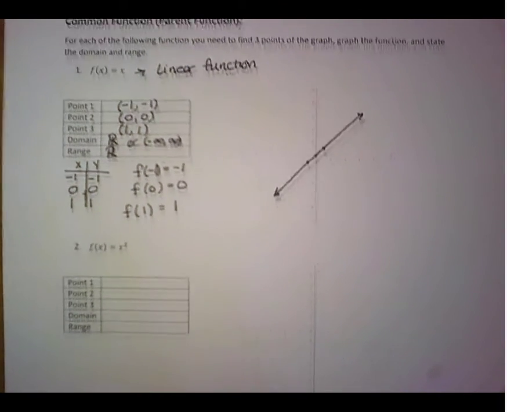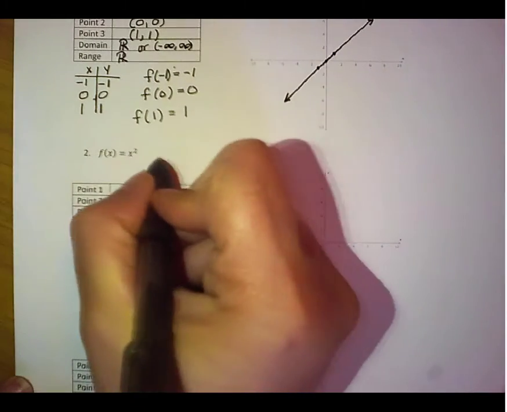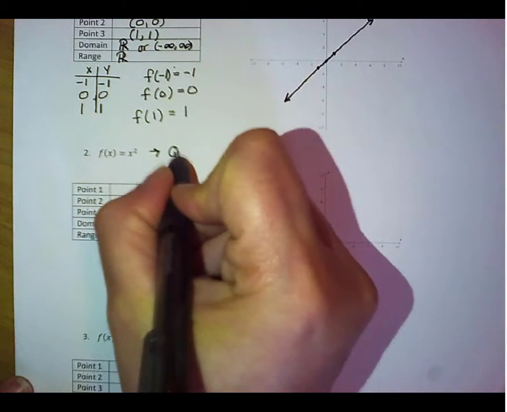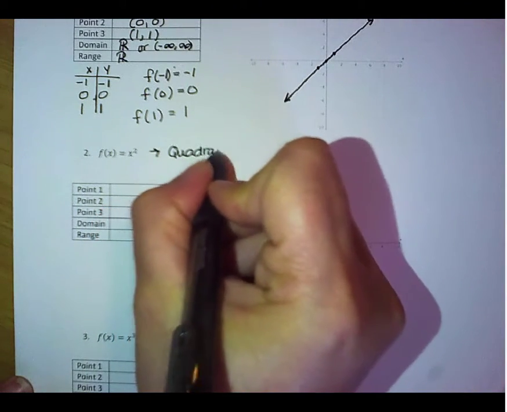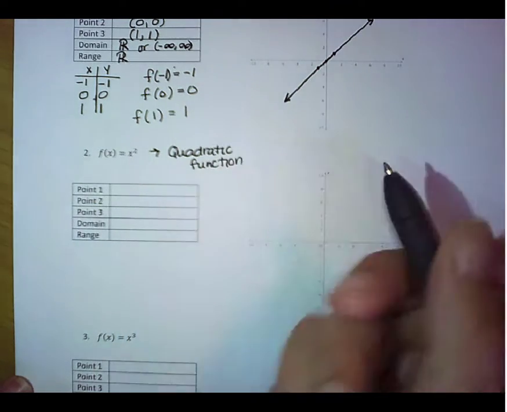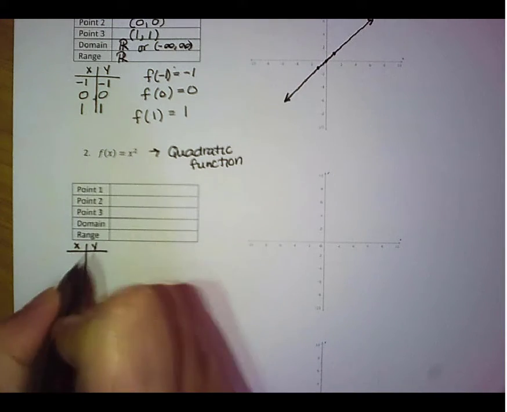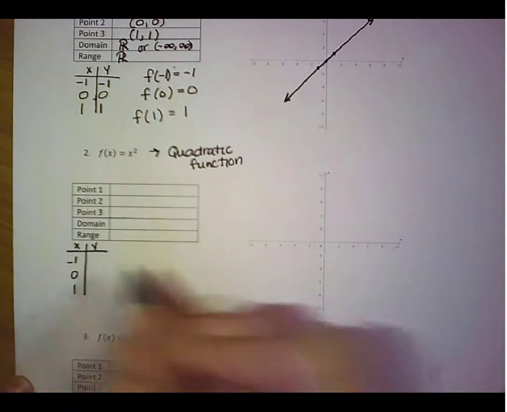Okay, so let's look at our next function. This is f of x equals x squared. This is our quadratic function. Again, let's use our same 3 points. I'm going to make my chart down here. I've got x and y. I'm going to do -1, 0, and 1.